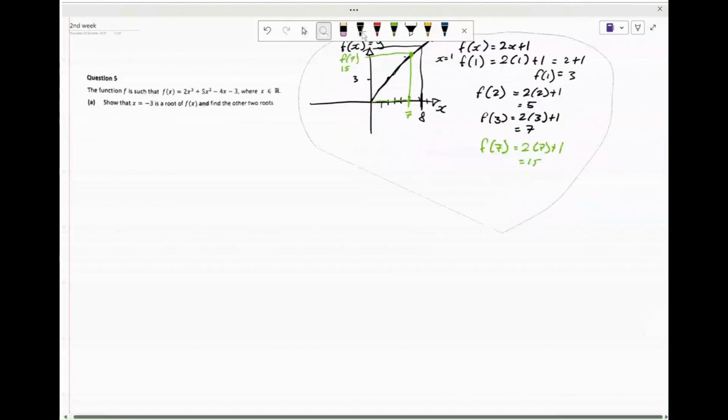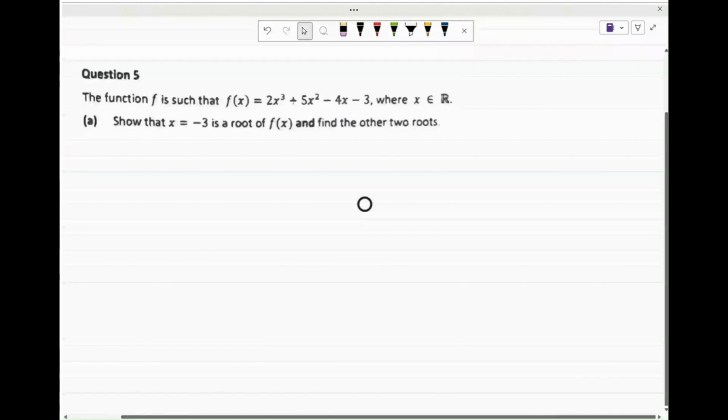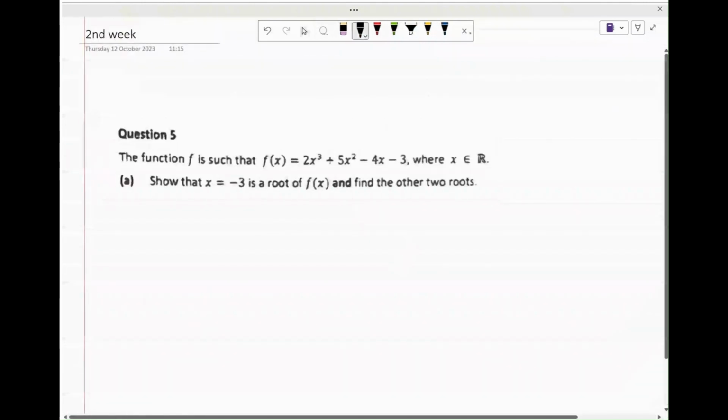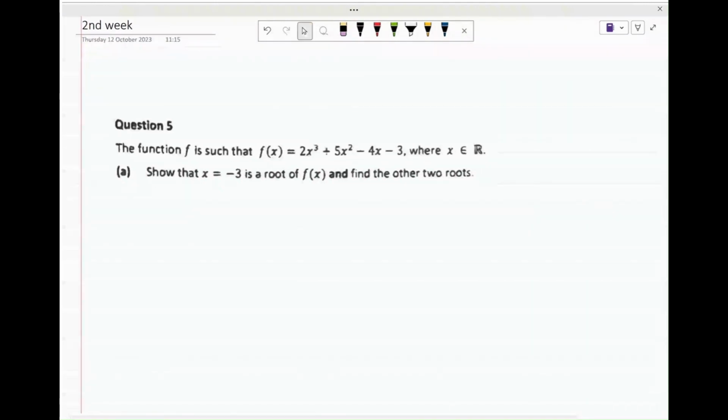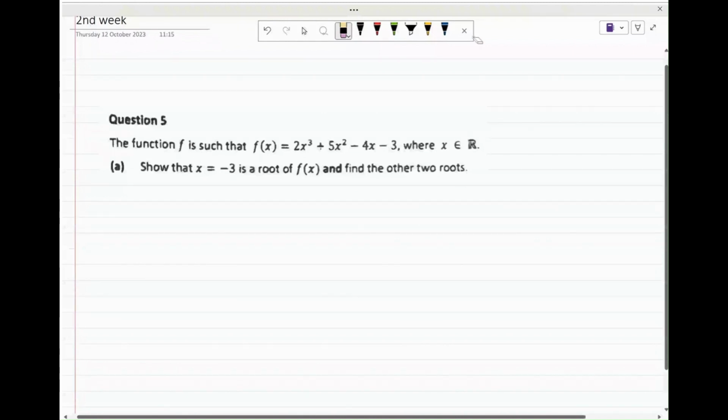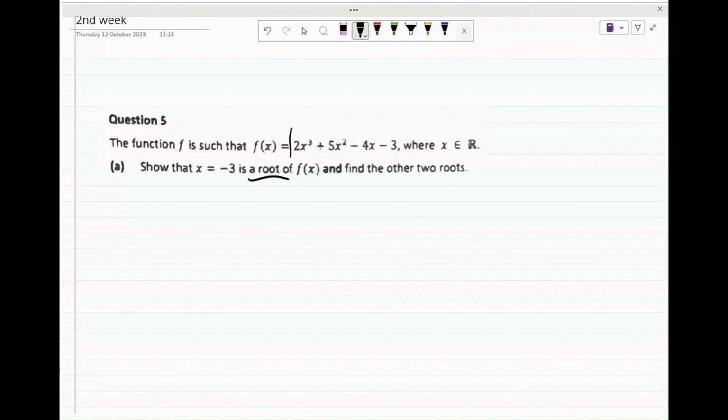So, small thing on functions, but on to the question. The function f, we know what this is now. That's just a rule for giving us an output of x, and we want to show that x minus 3 is a root of f of x. So like I was saying before, roots, when subbed into expressions, give you 0. So what this would translate to into function terminology would be, this is our expression. If we subbed in x equals minus 3, our output would be 0. It's all basically the same thing, just with different words.